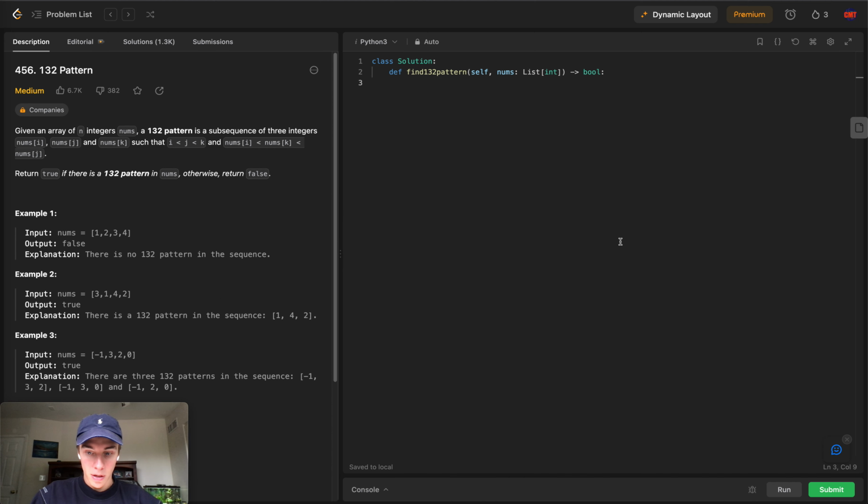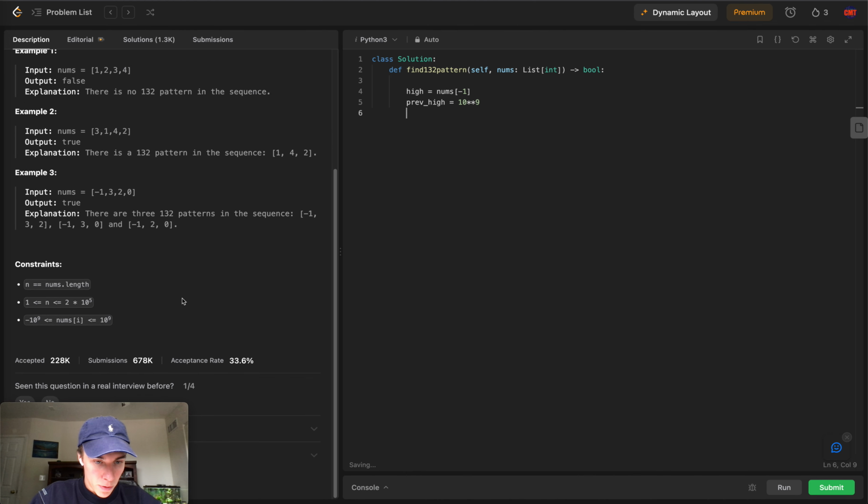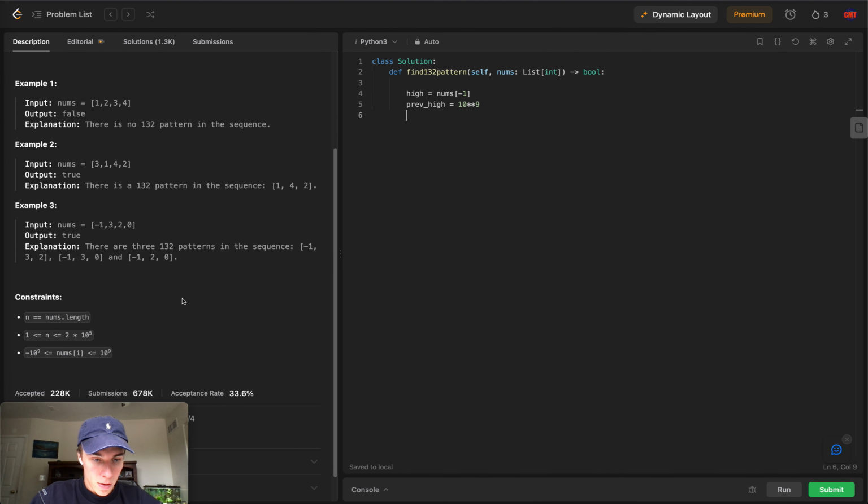Let's start implementing. Let's have high just equal to nums[-1]. Prev high is equal to some insanely large value. What was it? 9, I think was the top, right? Oh, 5.